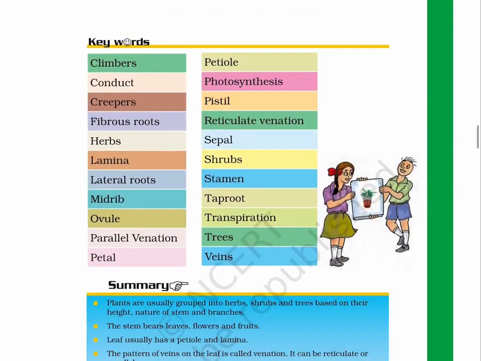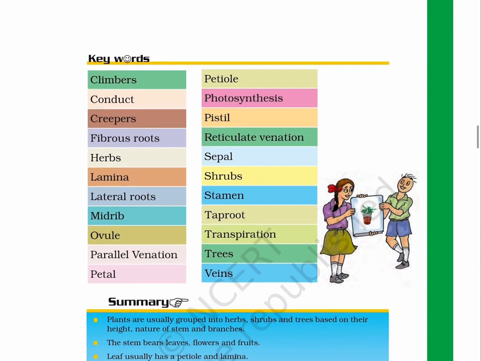Page 63. Keywords: climbers, conduct, creepers, fibrous roots, herbs, lamina, lateral roots, midrib, ovule, parallel venation, petal, petiole, photosynthesis, pistil, reticulate venation, sepal, shrubs, stamen, taproot, transpiration, trees, veins.